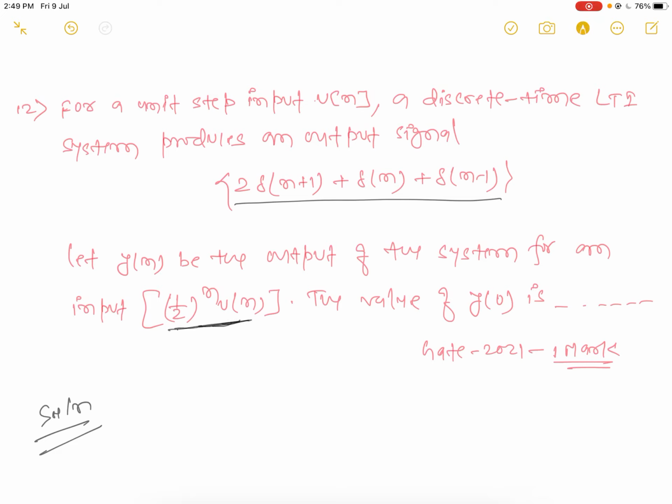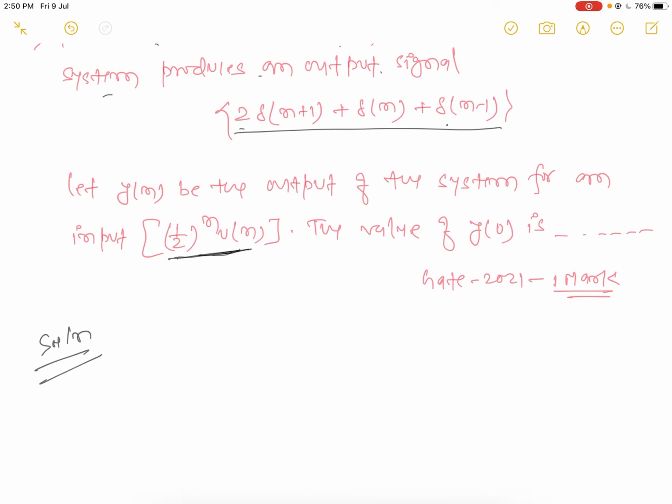Now we are giving the input for unit step input y1 of n. A discrete LTI system produced output signals, this one for u[n]. Okay, so let's see. First of all we have to convert it. Here a step response is given, and we first have to convert it into the unit impulse response.